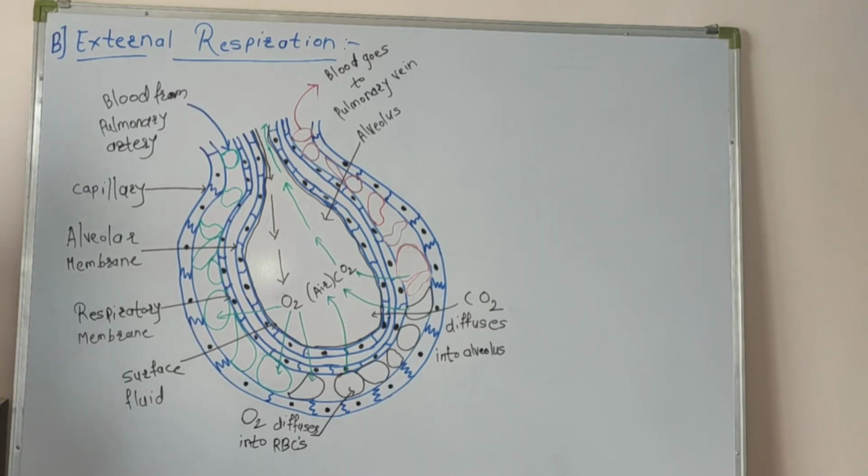In the next lecture we will see internal respiration, and in internal respiration there will be a transport of oxygen and a transport of carbon dioxide. In internal respiration we will see in detail how oxygen and carbon dioxide get transferred by various effects.